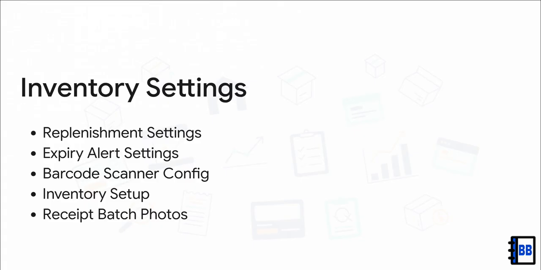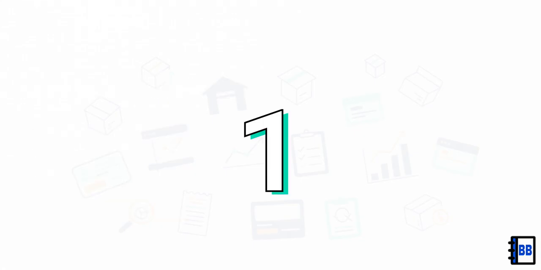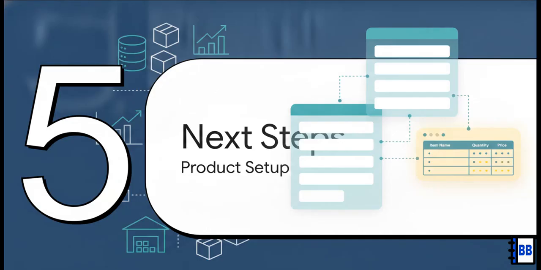Now, if you remember nothing else from today, remember this number, 1. Despite all these distinct menus we just went through, operations, replenishment, purchasing, sales, the whole shebang flows into one unified system of truth. When you receive an item in purchasing, your inventory operations dashboard updates instantly, and your inventory reports immediately reflect the new financial valuation. And that brings us to Section 5, Next Steps, specifically Product Setup.